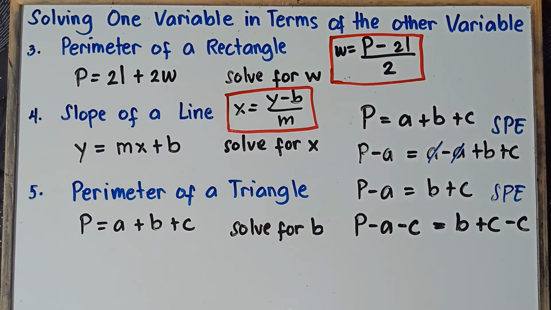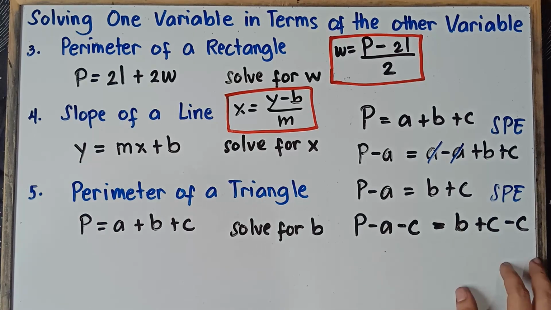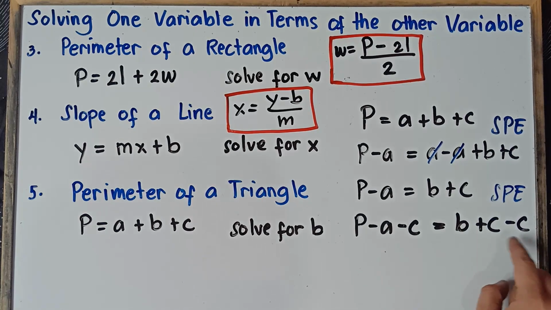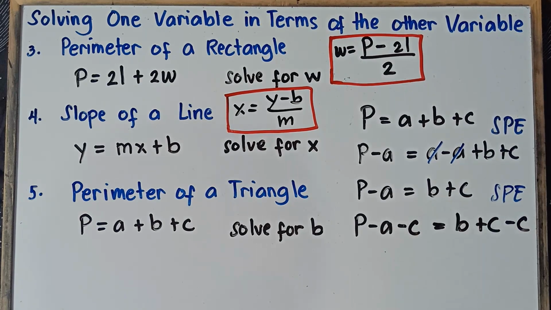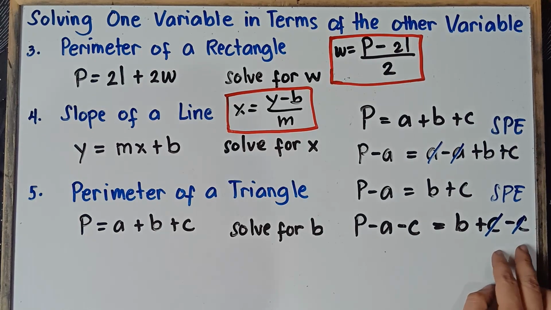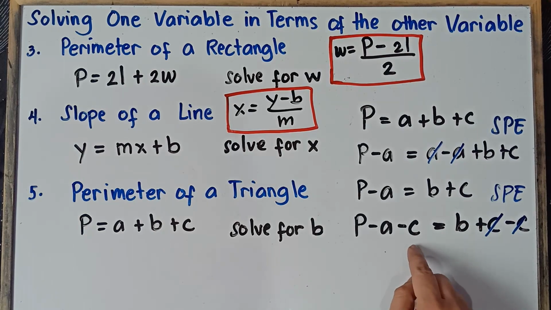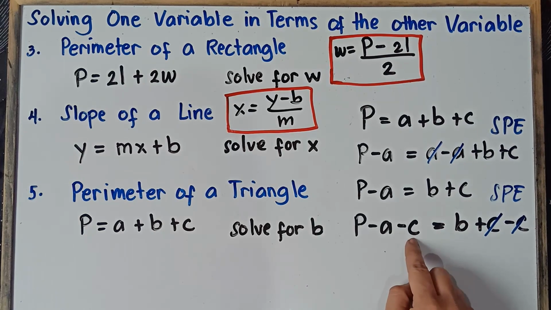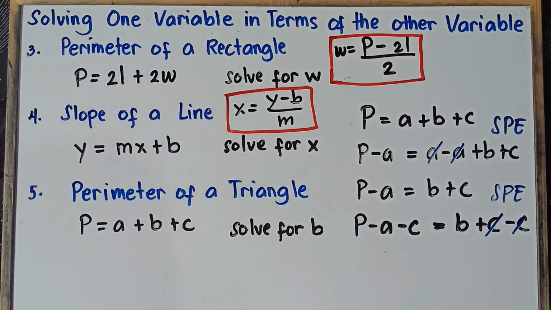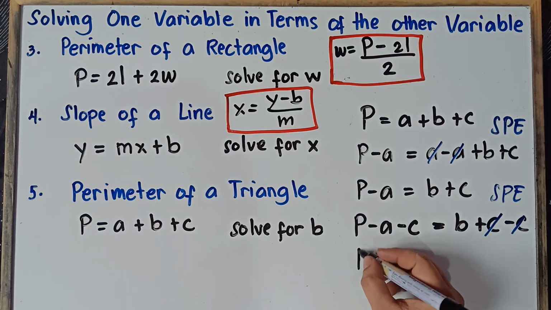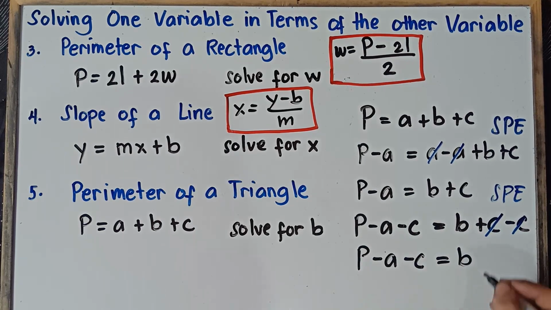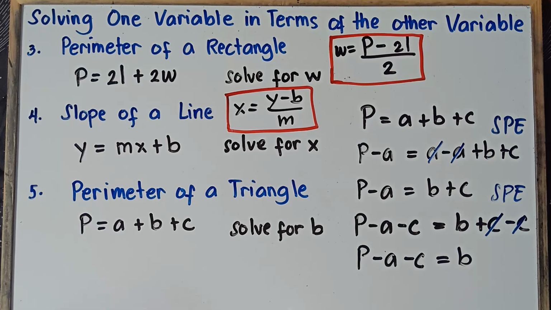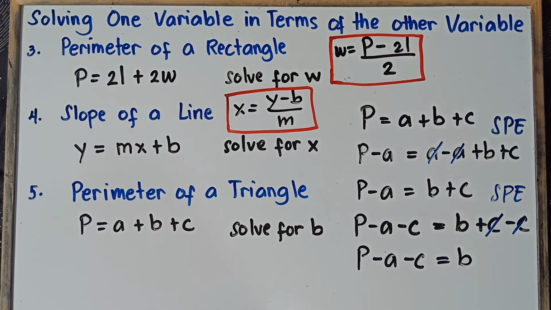Question, why do we need to subtract both sides by c? So that we can cancel this out, and the remaining expression will be only b. Now once you subtract c on the right side of this equal sign, you also do that on the left side. That's why we have minus c and then minus c. And the remaining expression, we have perimeter minus a minus c equals b. That's the answer with regards to example number 5.